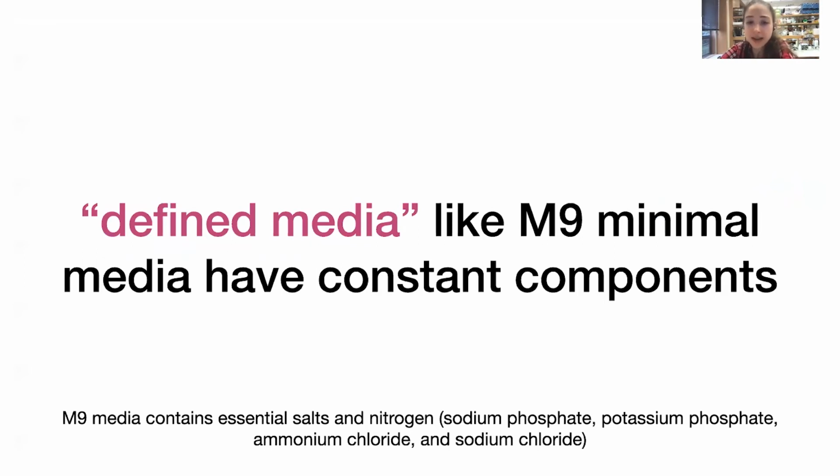So defined media have constant components. An example is M9 minimal media. M9 media contains essential salts and nitrogen. So it has sodium phosphate, potassium phosphate, ammonium chloride, and sodium chloride. So it's offering a source of salt as well as nitrogen in the ammonium chloride.